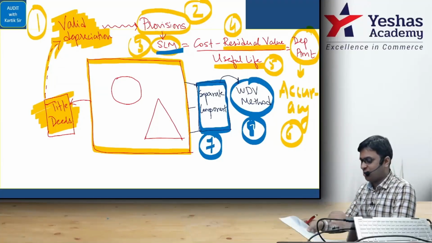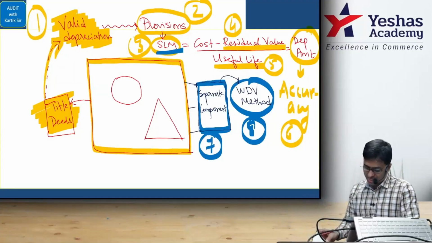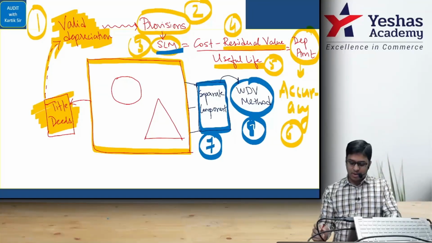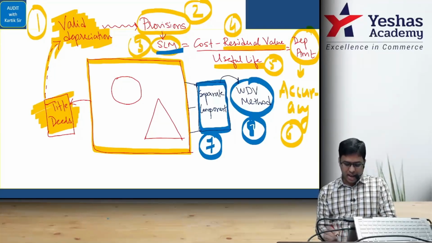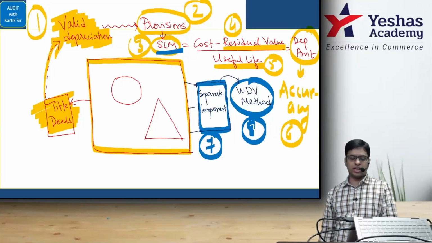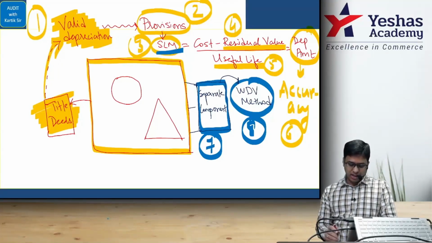Point number 1 done. Okay, let's go for point number 2. Ensure that the company's policy for charging depreciation and amortization is as per the relevant provisions of the Companies Act and applicable accounting standards. Are you following that or not? Yes, the provisions are followed or not. Circle the word provisions. Point number 3: obtain understanding of the entity's accounting policy related to depreciation and amortization.